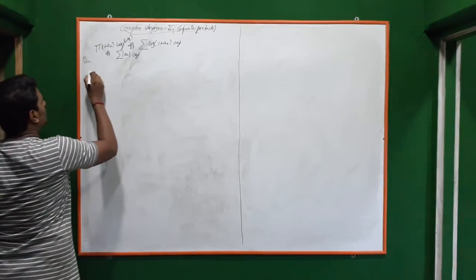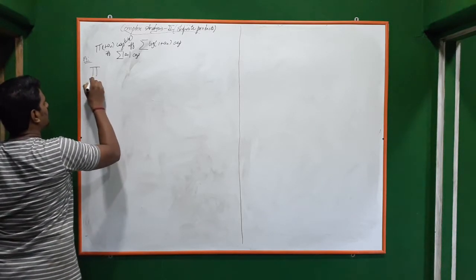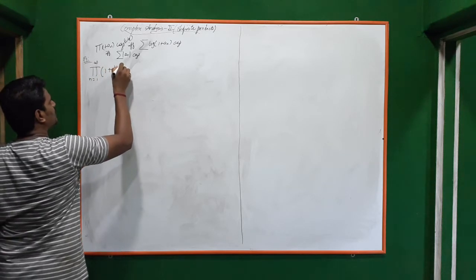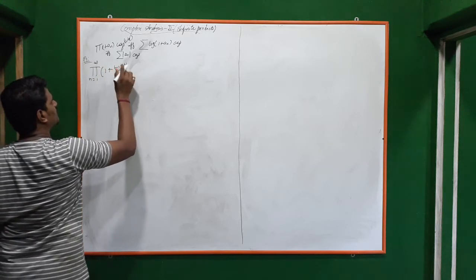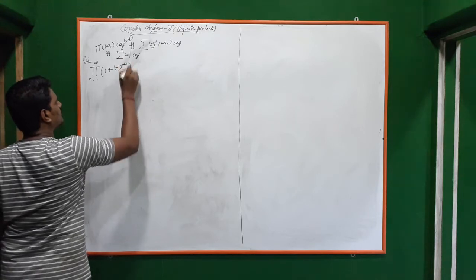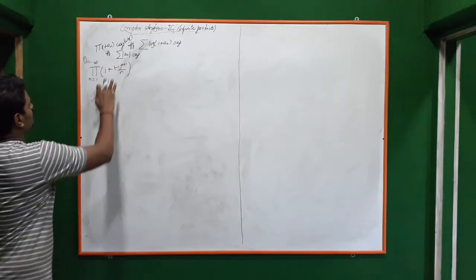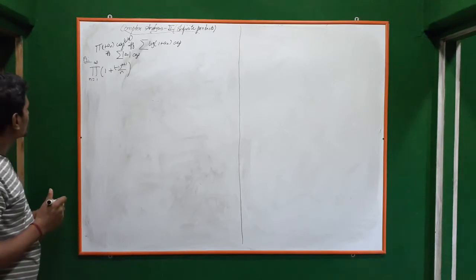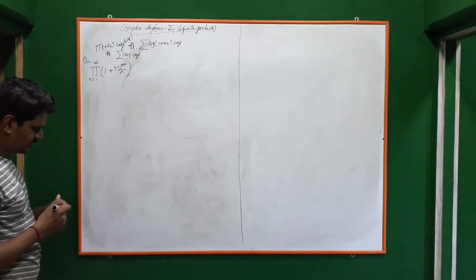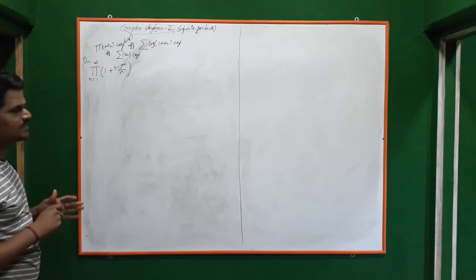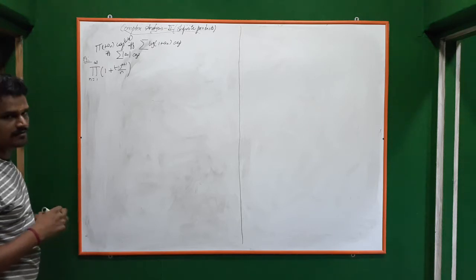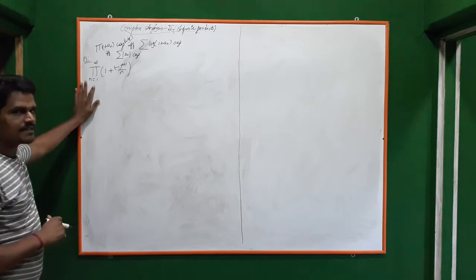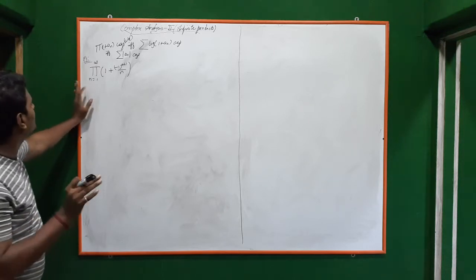So here we have an example for n from 1 to infinity, the product of 1 plus minus 1 to the power n plus 1 by n. So we have to prove the convergence of this. We have to prove this converges and to which value it will converge. So two things we have to do. First we will prove that this converges, then we will find to where it will converge.